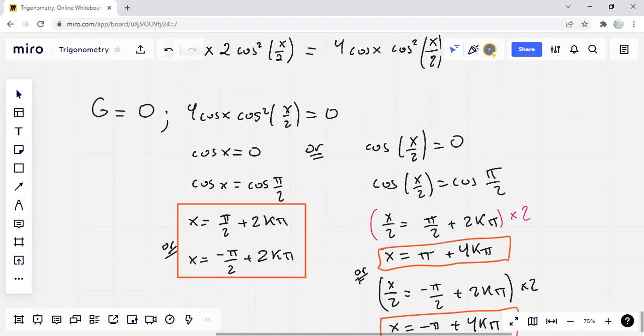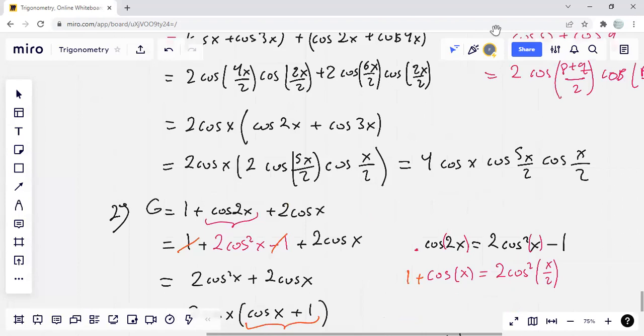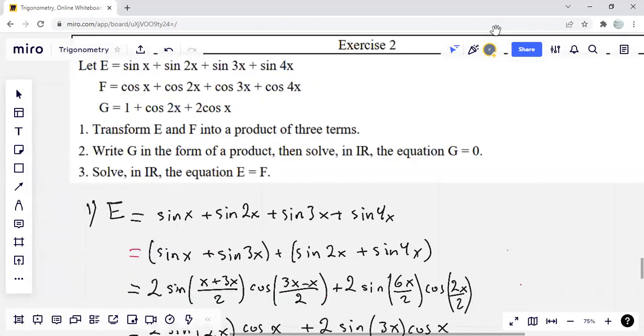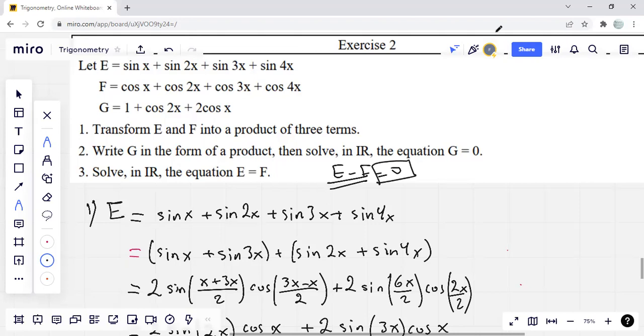You still have one part in the question. Solve in R the equation E is equal to F. How can we solve the equation E equal to F? Of course, when we solve an equation, E equal to F is the same as saying that E minus F is equal to 0. And when we want to solve an equation equal to 0, it's best to have E minus F in their factorized form.